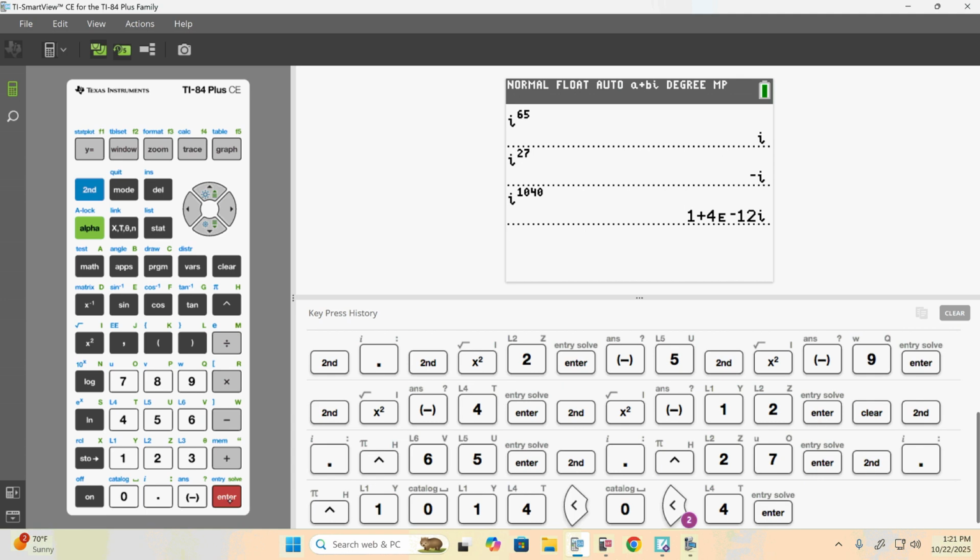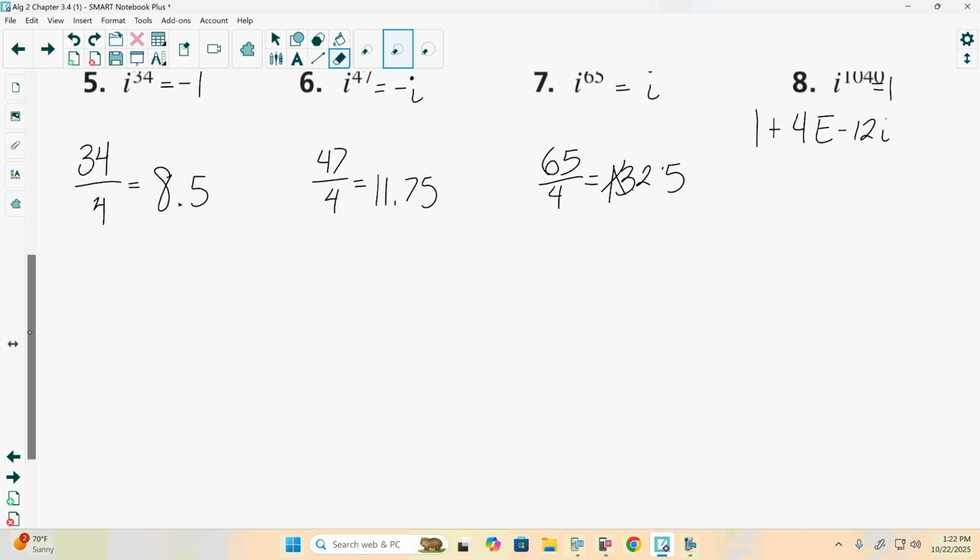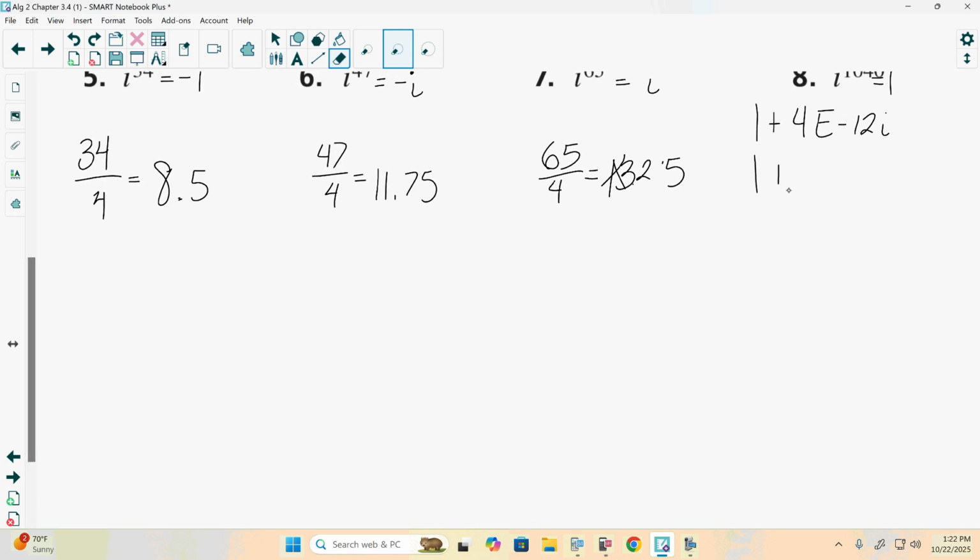So it gave you something like this here, yes? Something similar to this. So it totaled 1 plus 4e negative 12i, or something like 4e to the negative 12 plus i. Now, what that's telling us is they rewrote it in scientific notation. The e is really saying that we have 1 plus 4 times 10 to the negative 12th power times i.